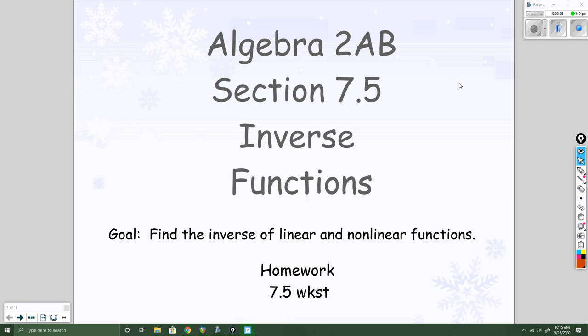Today in Chapter 7 we're talking about Section 7.5, which is talking about inverse functions. So what we're going to do is find the inverse of linear and nonlinear functions. Alright, so let's get into it.